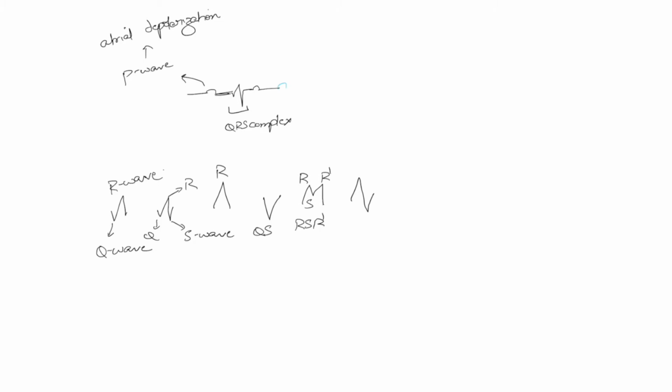And here you have a positive deflection. So this is going to be an R. And then you see a negative deflection, and this is an S. Notice how you would not call this the Q wave. And the reason for that is that the initial deflection is not negative. So, well, that's the QRS complex. And as we've discussed, this would signify ventricular depolarization.